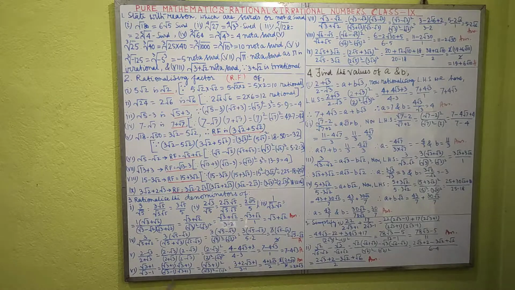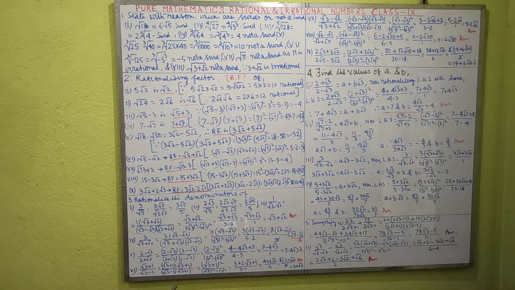Root over 13 plus 3, its rationalizing factor is root over 13 minus root 3, which is complementary surds. 15 minus 3 root 2, its rationalizing factor will be 15 plus 3 root 2. And 3 root 2 plus 2 root 3, rationalizing factor is 3 root 2 minus 2 root 3. These are all. Now you have to rationalize these questions.